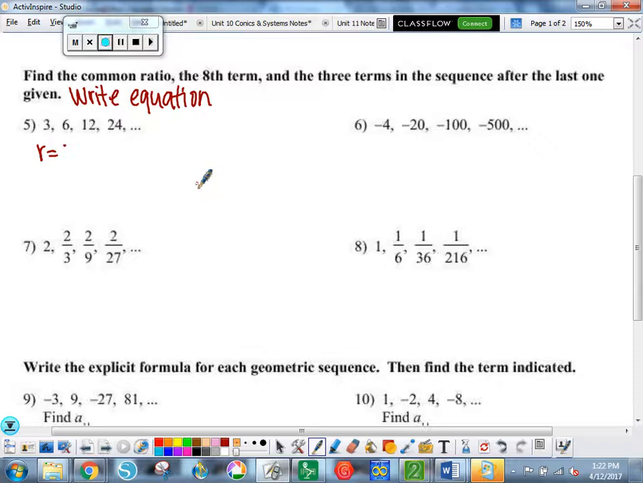Okay, what's the common ratio? R equals 2. We'll ignore the 8th term for now. Let's write the equation. A sub n equals what? What do you need in this formula? You need a sub 1, which is 3. You need r, which is 2. And then you raise it to the n minus 1.